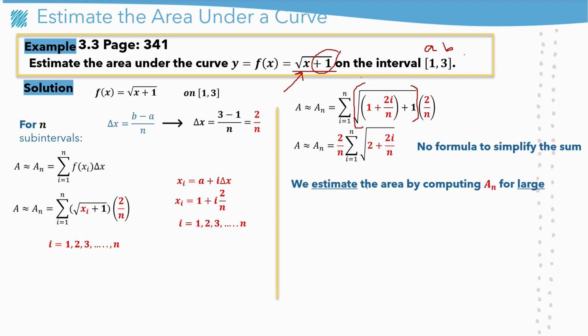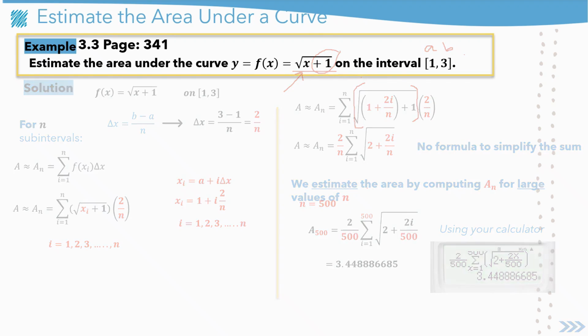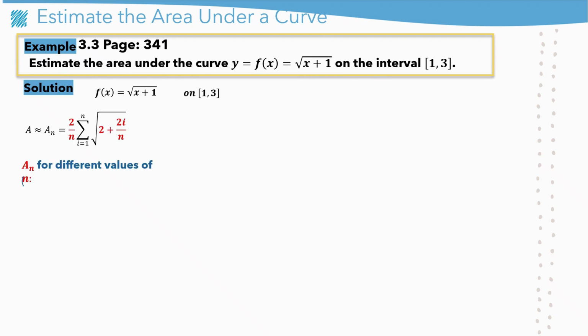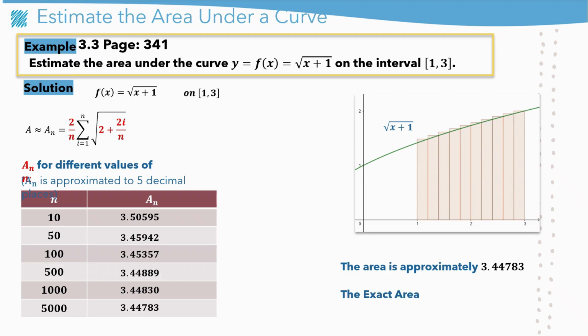Let's apply any value for n. It should be a large number. Here let us try it out with 500 and you got the value as 3.44886685. Let's try with some large values like 1000, 5000, etc. When you try it out, you got the values like this and all these values get approximated to 3.44783 and we will round our answer as 3.4 or depend on the decimal places they ask in your question.